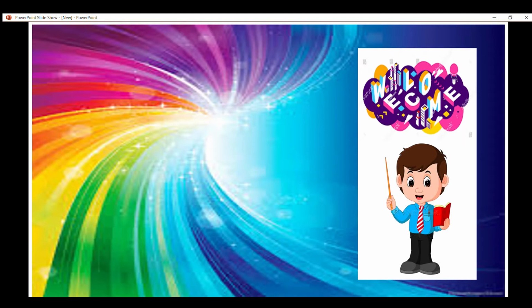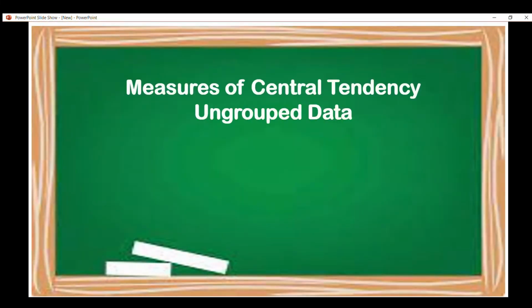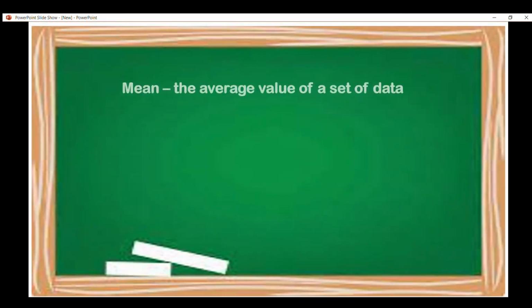Let's go. Let's discuss the topic. Today we'll concentrate on the measures of central tendency, and that is for ungrouped data. The following are the measures under this: mean, median, and mode. Let's take it one by one by definition, so we'll be guided as to how we are going to compute and how to identify the values. Let's take first the mean.